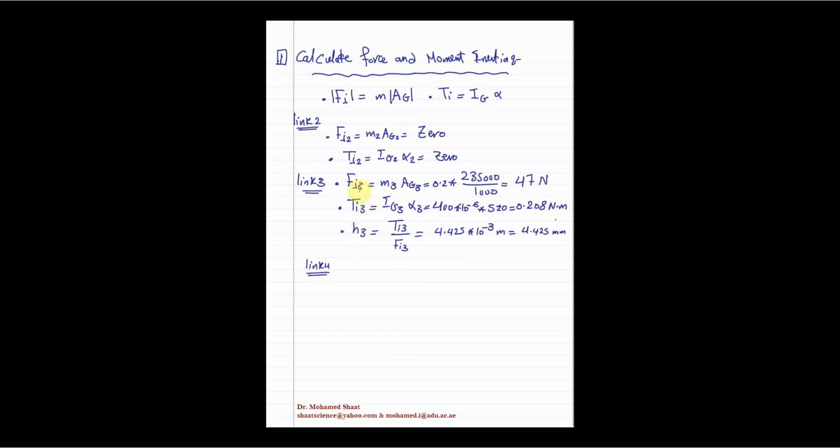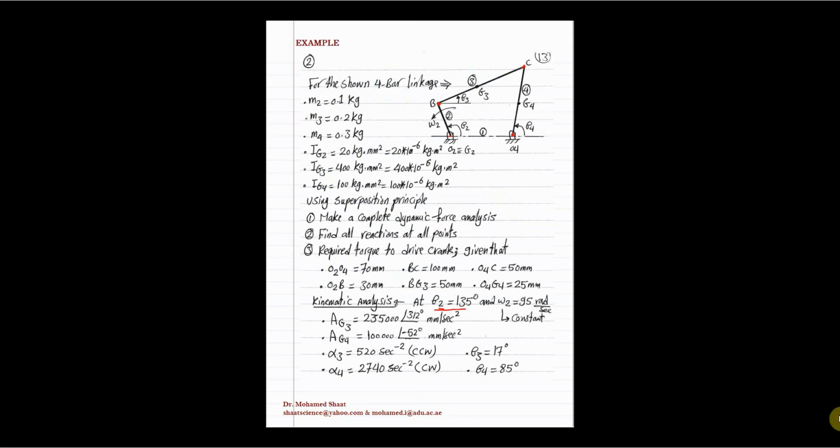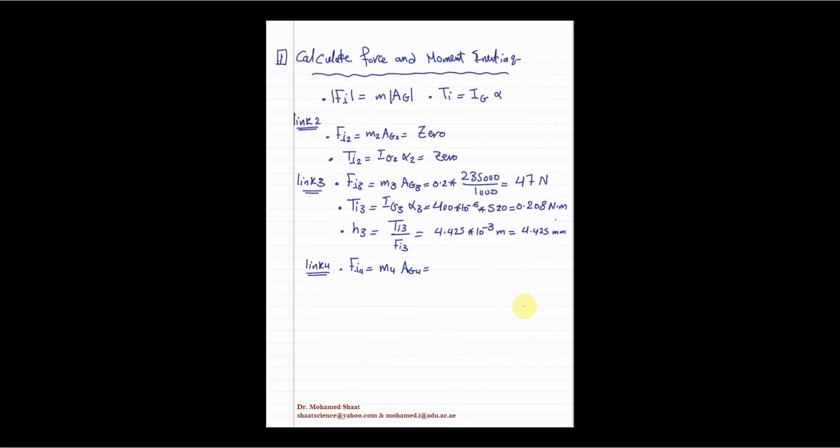So as long as we have a torque and a force, as inertia, we calculate the H that corresponds to it. Now let us calculate I4, which is the inertia force for link 4. It should equal the mass 4 times the acceleration AG4. The mass 4 is already given at the top as 0.3, and the acceleration is given as 100,000. So this gives us 0.3 times 100,000 divided by 1000 to convert to meters per second squared. Doing the calculations, we end up with 30 Newton.